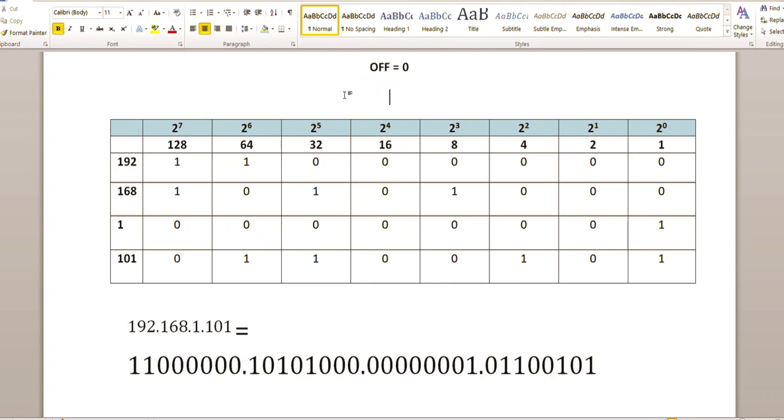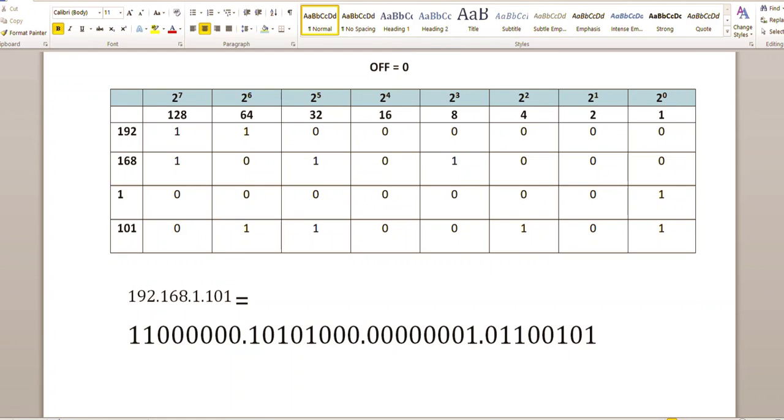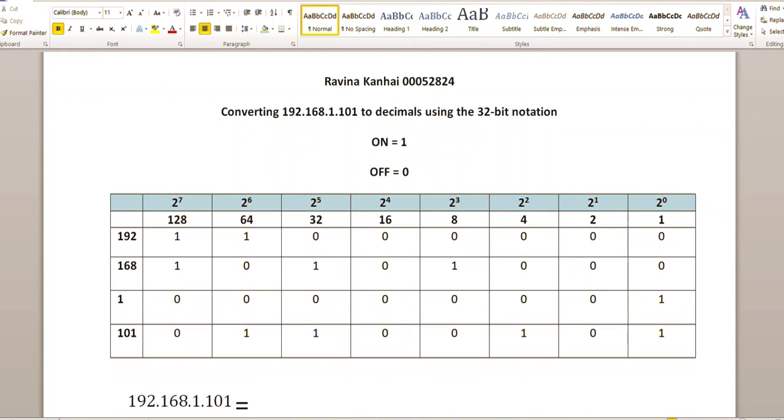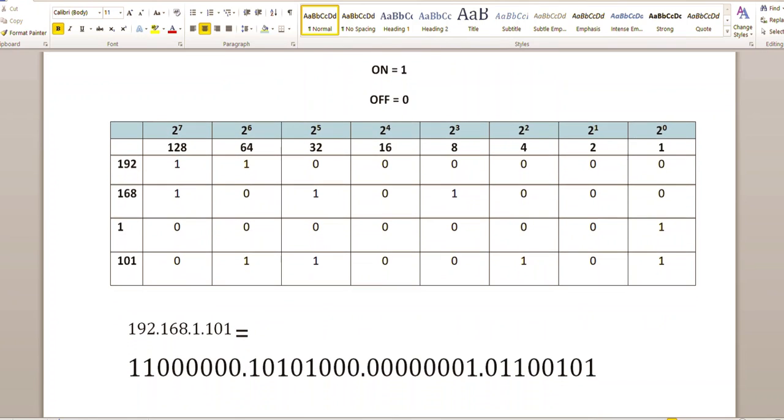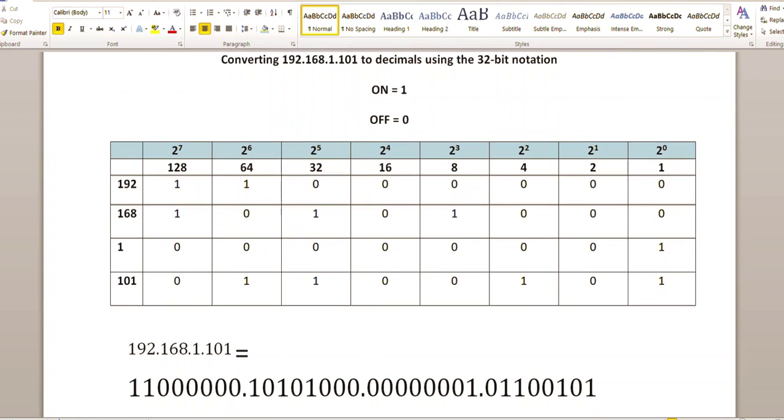So there you have it, guys. There we have the number 192.168.1.101 converted to decimal using the 32-bit binary notation.